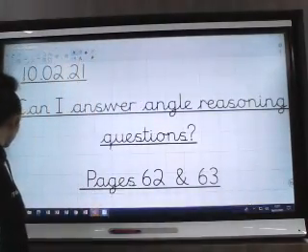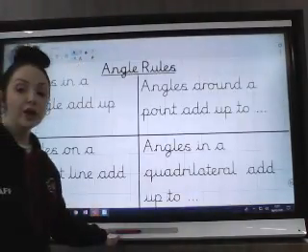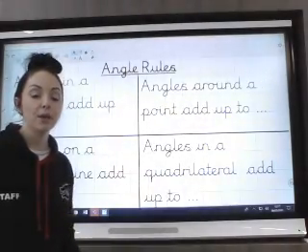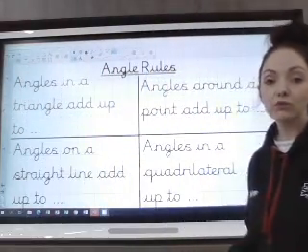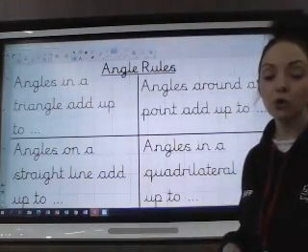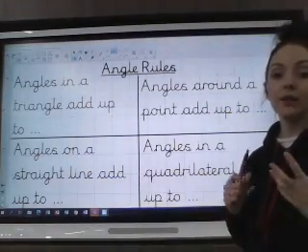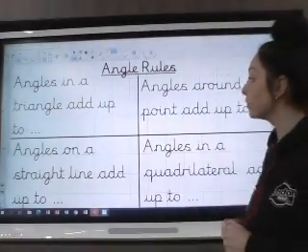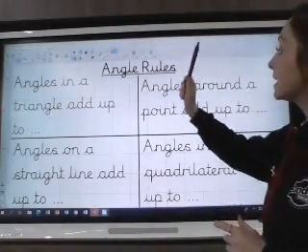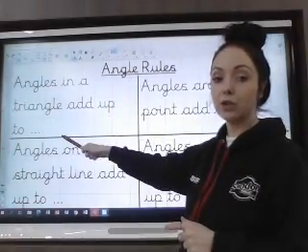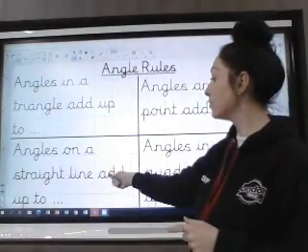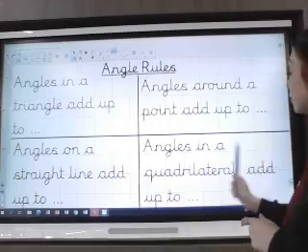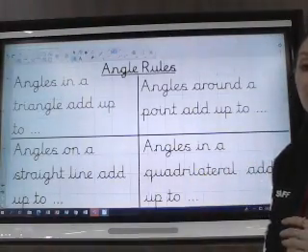I've got a little task for you to do just before we get started on the work in our books. I want you to have a go at filling these in. I've written the beginnings of some angle rules. These are really important rules that we need to know, that we need to remember for all of our work for today. It says angles in a triangle add up to, angles around a point add up to, angles on a straight line add up to, and angles in a quadrilateral add up to.